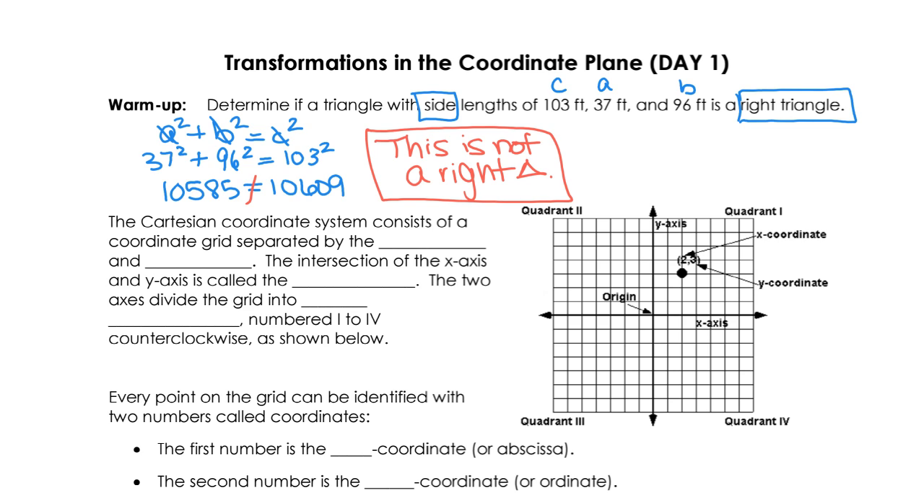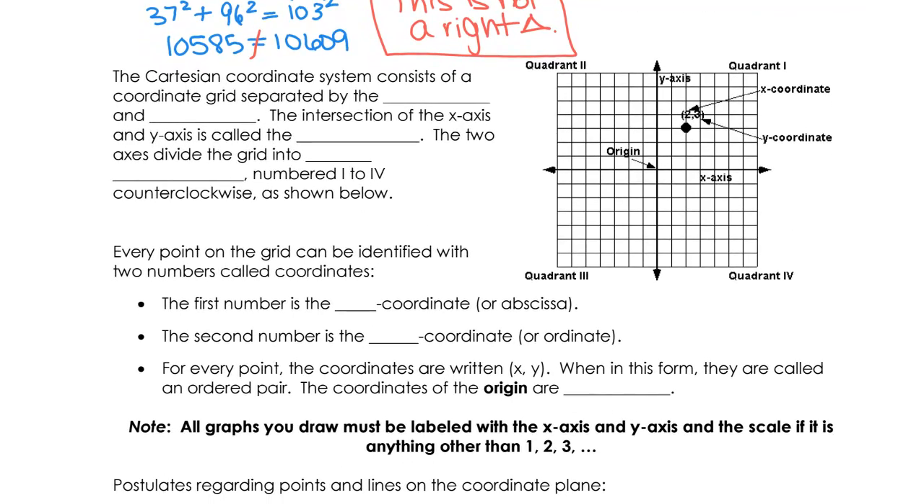All right, so going down, we're going to talk about graphing, because that is what we are going to be doing in this unit, a lot of graphing on the coordinate plane, okay, and doing some transformations. All right, the Cartesian coordinate system consists of a coordinate grid separated by the x and y axis. So x-axis, and the x-axis is the horizontal one, okay? And the y-axis. The y-axis is the vertical one.